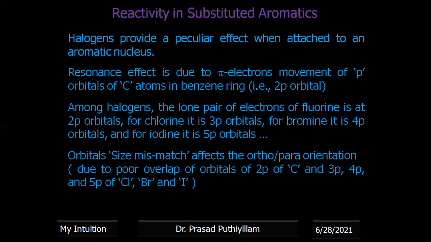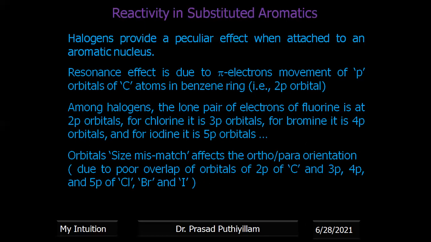So when we compare with the benzene ring's p orbital, that is carbon's p orbital, there is a size mismatch. It is an important concept that you have not studied at the pre-university level. The size mismatch affects the ortho-para orientation because of poor overlap of orbitals. That means the sidewise overlap of p orbitals is affected: 2p orbitals are smaller, 3p orbitals are bigger, 4p orbitals are bigger still, and 5p orbitals are even bigger. Therefore the sidewise overlapping is affected.